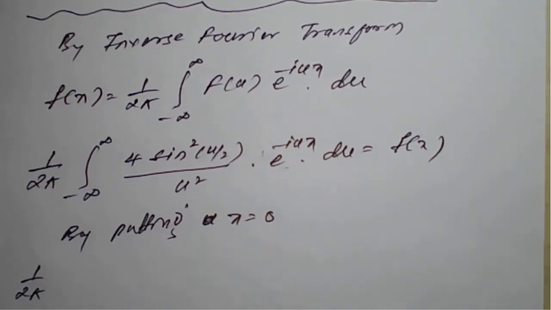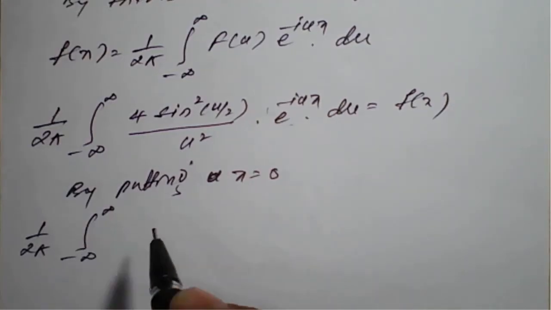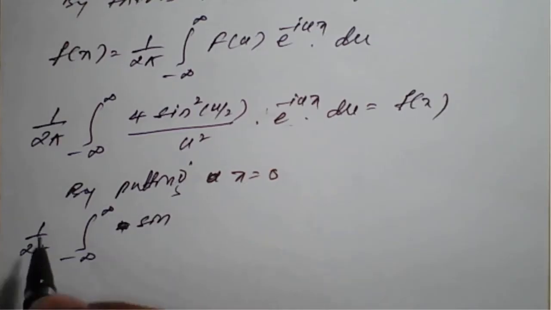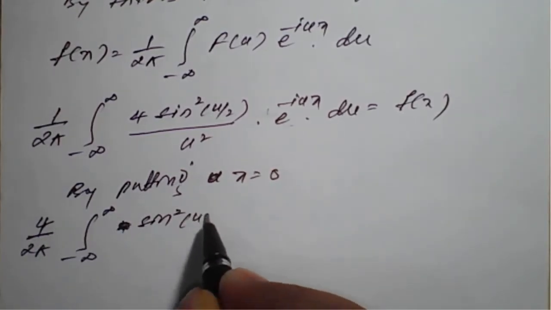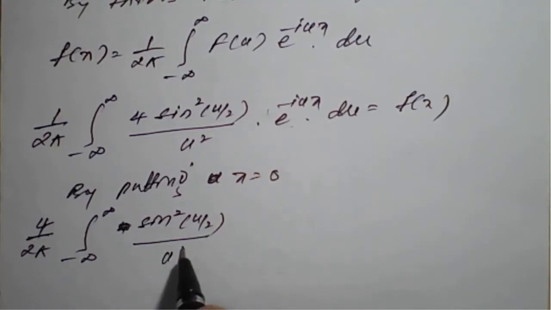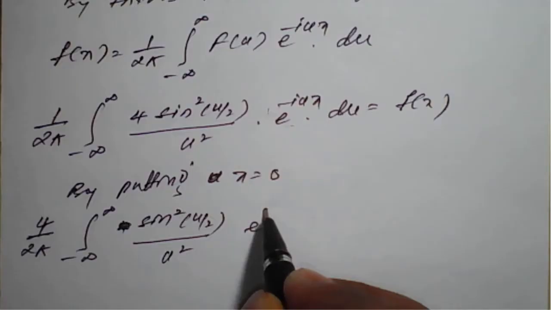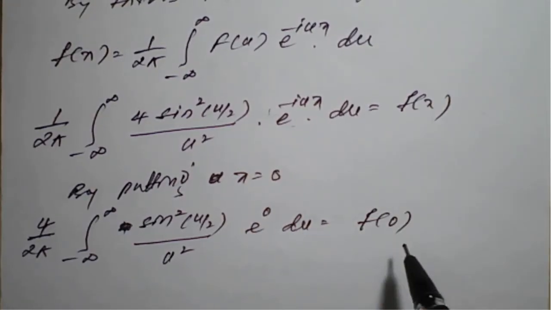2 pi integration minus infinity to plus infinity 4, this 4 I will take outside, 4 upon 2 pi, 4 sine square u upon 2 divided by u square e raised to iu 0, that is e raised to 0, into du is equal to f of 0.